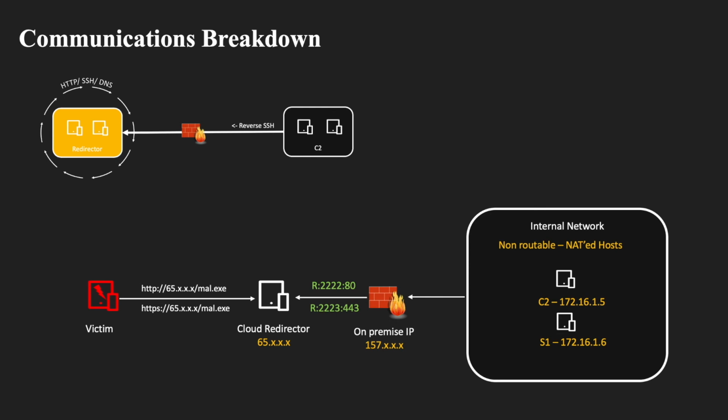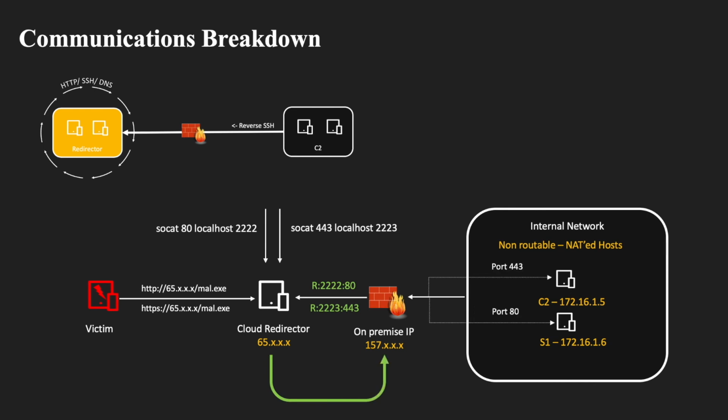on the cloud redirector. So what happens is that our victim will request either an HTTP or an HTTPS payload. Socat is running on the cloud redirector, sending the traffic to itself as we discussed before. So traffic coming to port 80 is being sent on port 2222, and any traffic coming on port 443 is being sent to localhost on port 2323. The redirector will accept that traffic and send it over to our gateway, and the gateway will send it over to the responsible server for serving the payload.